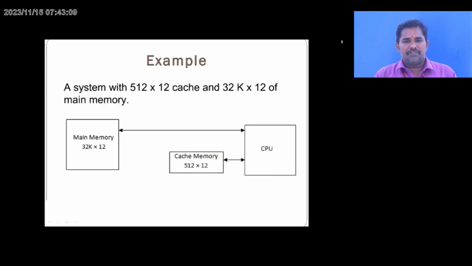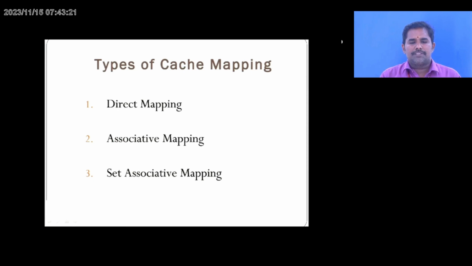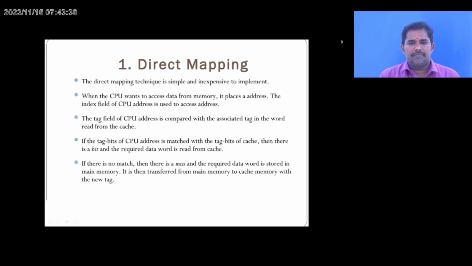For example, if a system consists of a 512 by 12 cache and 32K by 12 of main memory, the arrangement of main memory and cache memory looks like this. There are three types of cache mapping: one is direct mapping, another is associative mapping, and then set associative mapping.